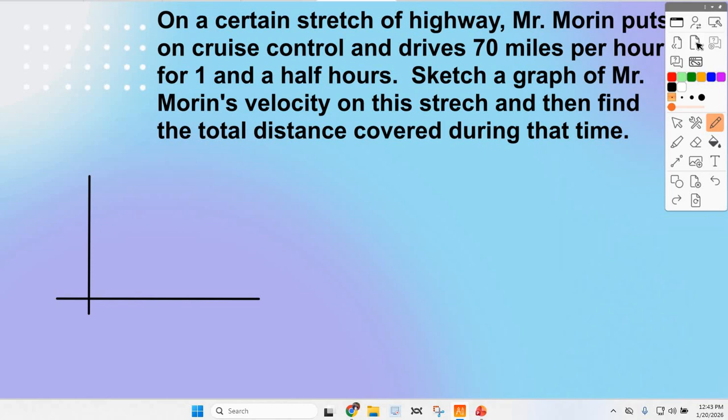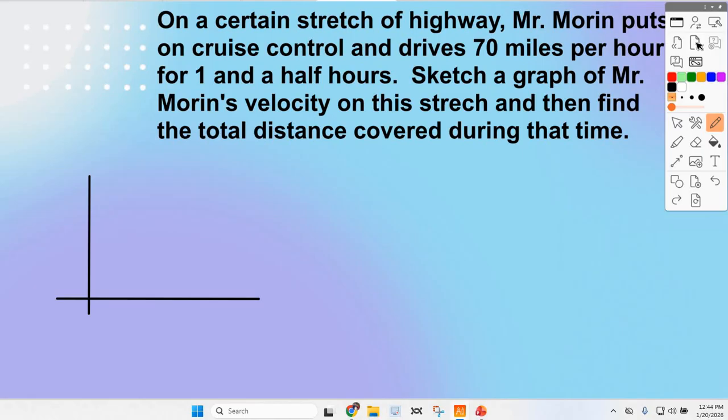So it says, on a certain stretch of highway, Mr. Moore puts on cruise control and drives 70 miles per hour for 1.5 hours. Sketch a graph of Mr. Moore's velocity on this stretch and then find the total distance covered during that time.